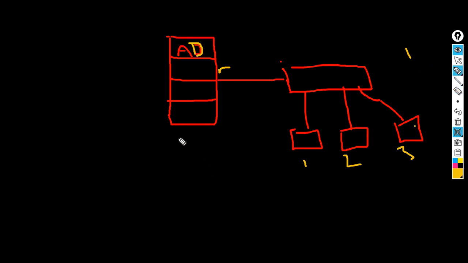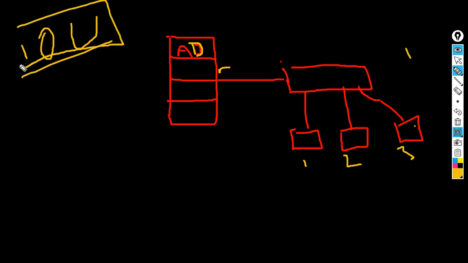Now the second scenario is, oh sorry, I have removed OU. Let's talk about OU, organizational unit. This one is remaining, so I'm going to explain it. An organizational unit is a big container where you can place users, groups, or both.